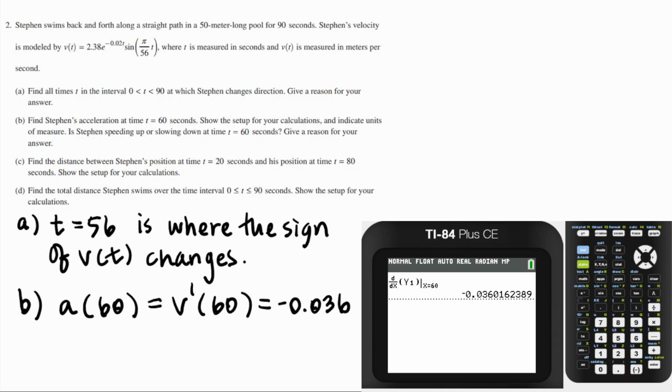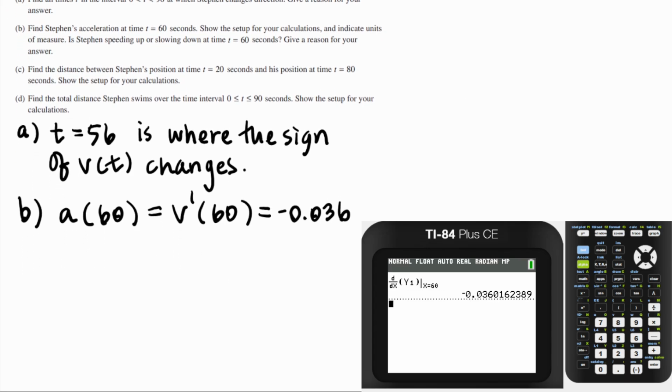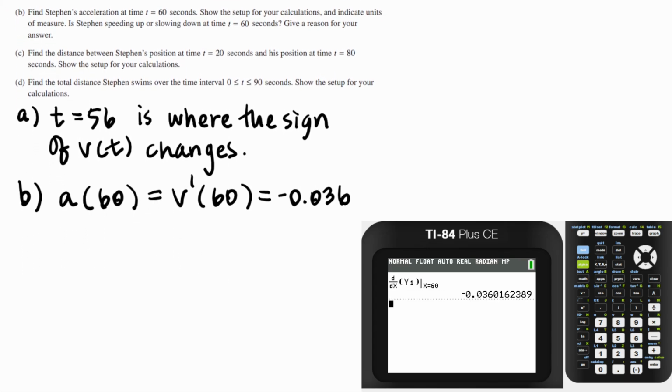That's part B. That's all we have to show. Oh wait, no, and include units of measure. No, that is not all I have to do for part B. All right, so let's scroll up a little bit and indicate units of measure. Okay, well, the units of velocity would be meters per second. Units of t was seconds, so that would be meters per second per second.